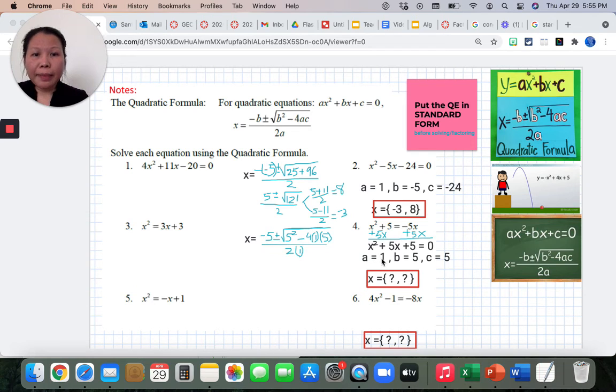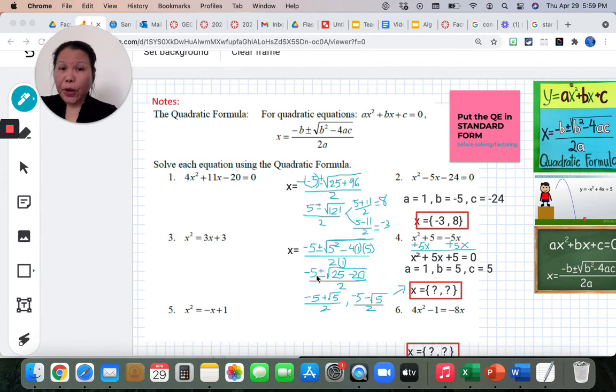I substitute a, b, and c. The negative b is negative 5, and I substituted in plus or minus 5 for b squared minus 4 times a, which is 1, and c, which is 5. Divide by 2 times 1. 2 times 1 is 2. Now, all we have to do is simplify. Remember, simplify until we no longer can simplify. Then we get the answers. I have solved number 4, and this is the answer that we get. We are not going to get a whole number, and this is what we get.